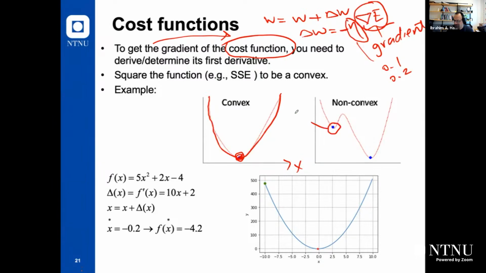We call this one local minima. This one, it's local minima. This one, it is a global. We need to reach that point. So this one is okay. This one is not okay.